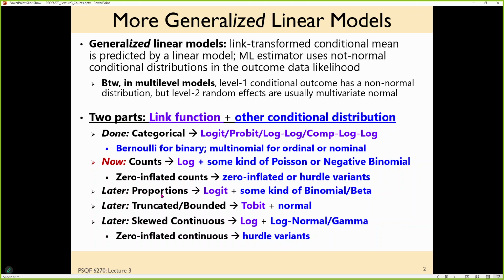Anywho, coming up next, the next unit is things that are not normal but sort of catch-all, like potpourri. So proportions, truncated or bounded data, and then skewed continuous. So other kinds of not normal in Unit 4. And then we switch gears to multivariate.